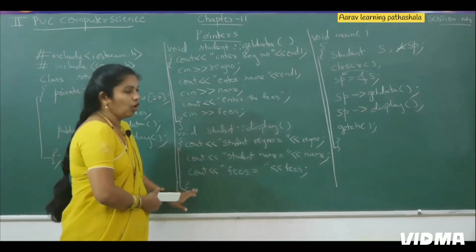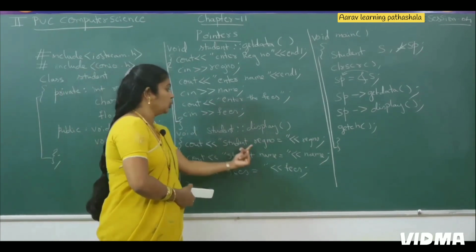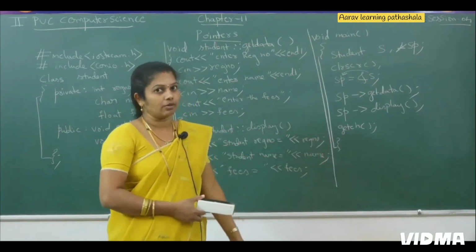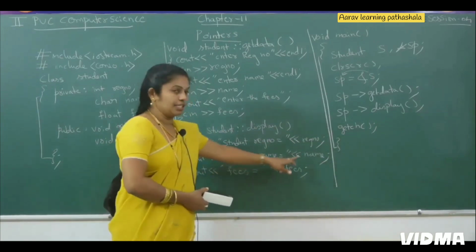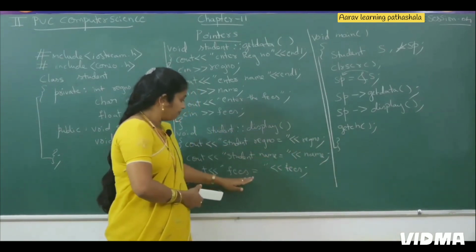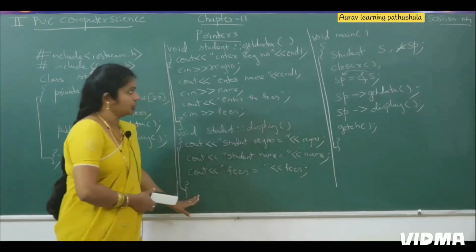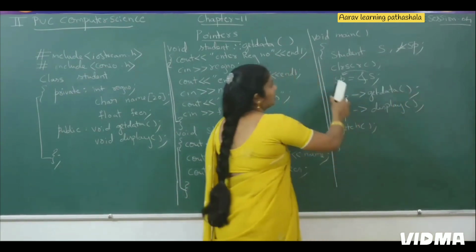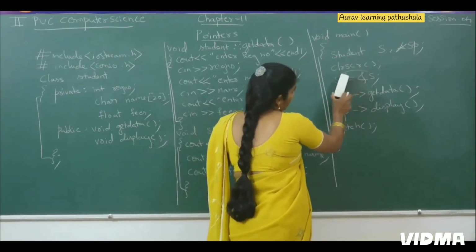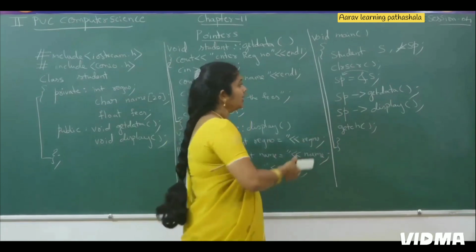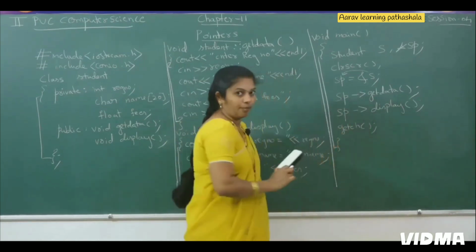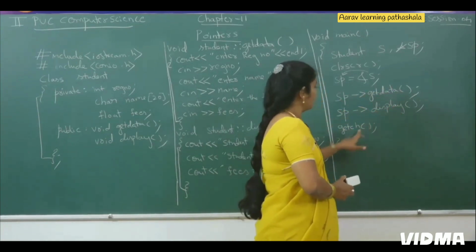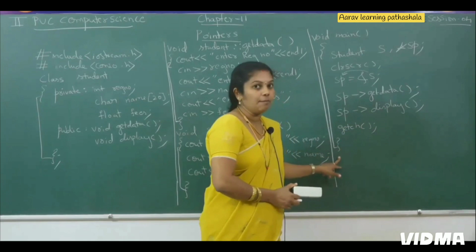Next in the display function display all the values, that is cout student register number equals, display the register number. Endl is optional; if you want you can use it, otherwise not required. Then student name, display the name, student fees, display the fees, then close this function. In the main program create an object and a pointer, clear screen, the address of the object is transferred to the pointer, then call the functions with the arrow operator, that is SP arrow getdata function, SP arrow display function, then getch, then close the main program.